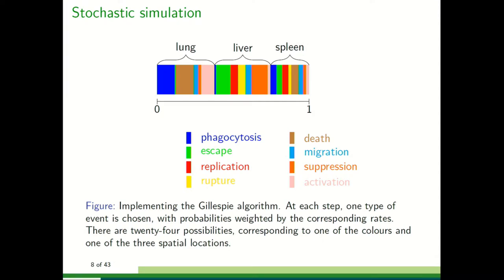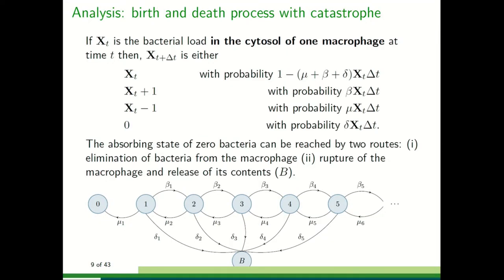If it lands in here, then that means the next event is suppression in the liver, okay, etc. So that's how the Gillespie algorithm works. There's an extra step in this case, which is if you decide that that's the event that happens in the next time step, then you also have to choose which of the macrophages it happens to. Okay, so I couldn't show all the subdivisions in each color there, but that's the Gillespie algorithm in a nutshell in this case.